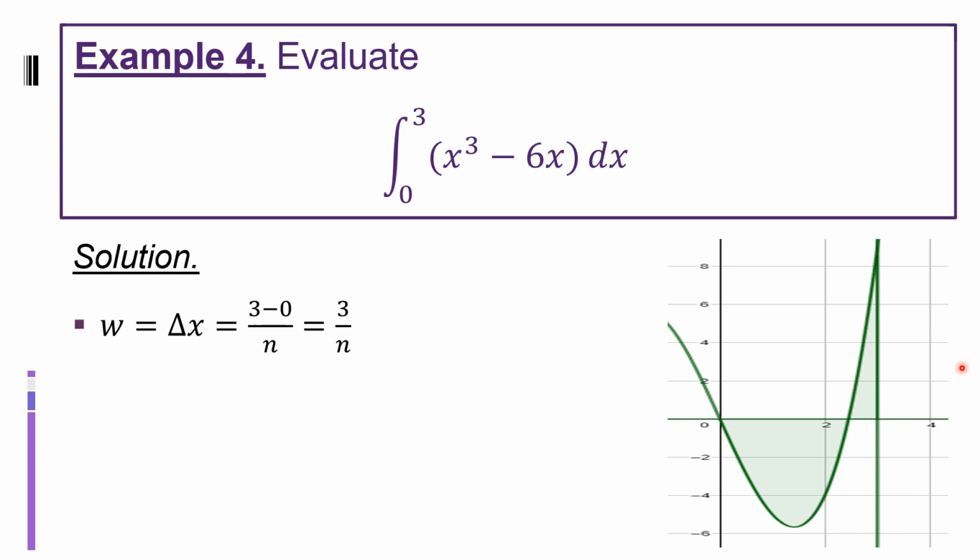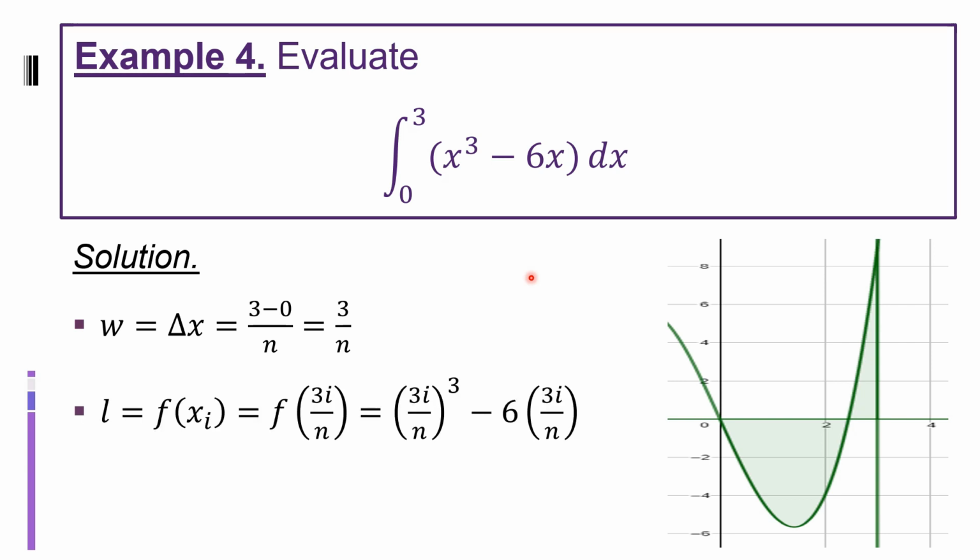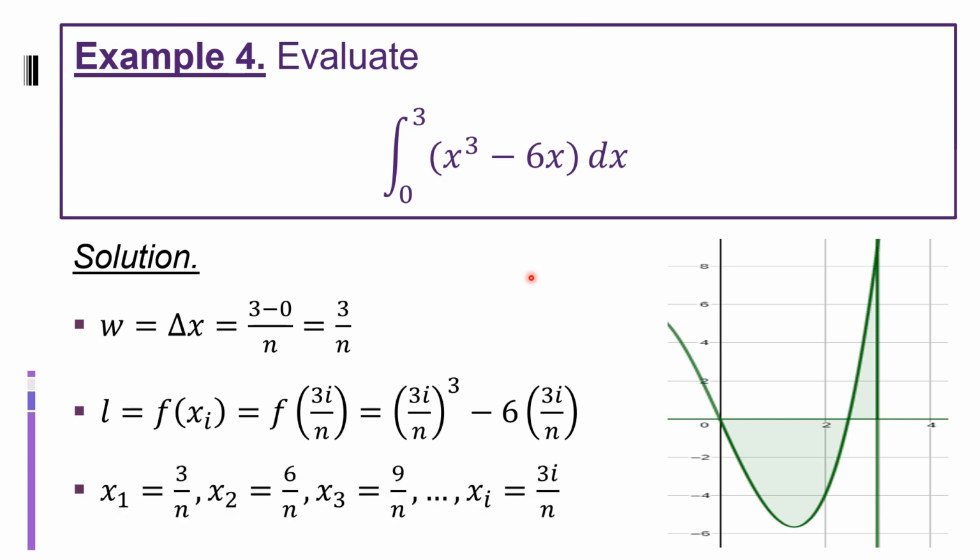So for our solution, kunin muna natin yung width natin, which is delta x. Since ang ating interval is from 0 to 3, so we minus that over n, so we have 3 over n. And the length is yung function value natin, pwedeng sa right or sa left, bahala kayo. But in this case, we will use the right. So the length is f of x sub i, so that is f of 3i over n, because our x sub 1 is 3 over n, our x sub 2 is 6 over n, our x sub 3 is 9 over n, up to x sub i, which is 3i over n.